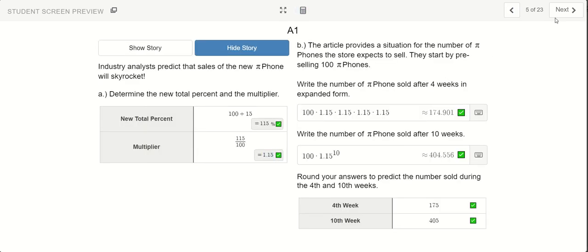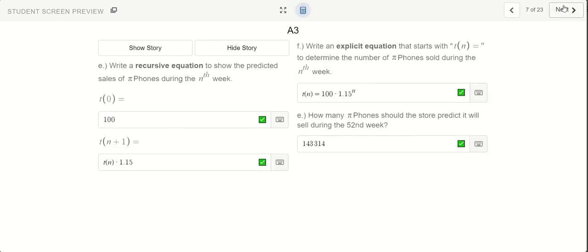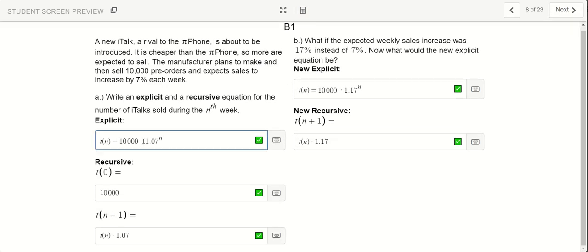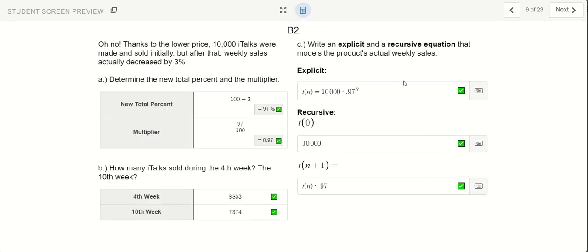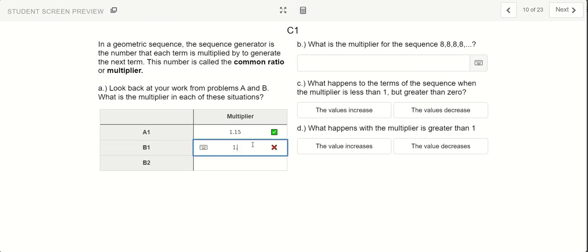In section B1, I'm multiplying by 1.07 over and over again. And in B2, I'm multiplying by 0.97 over and over. So those are my multipliers. Multiplying by 1.07, multiplying by 0.97.